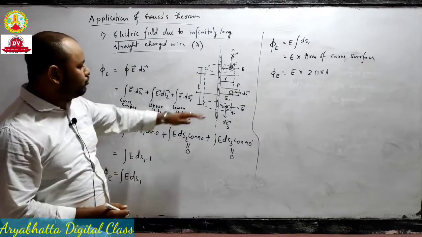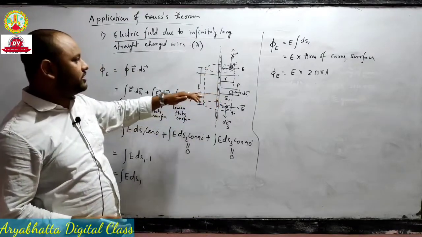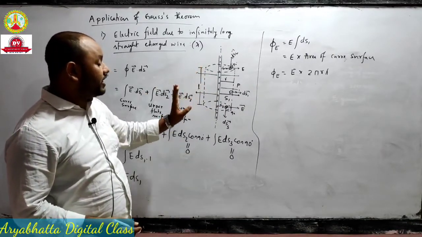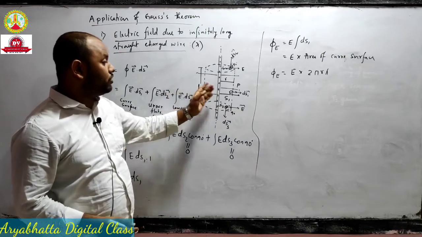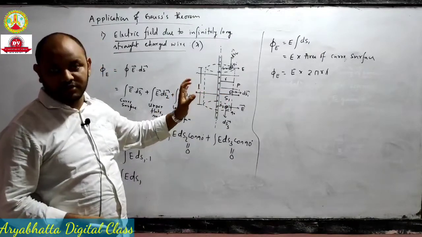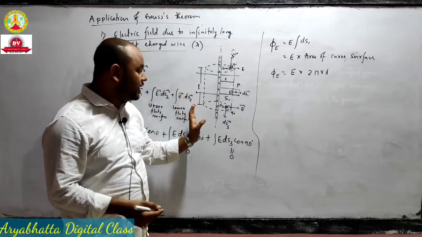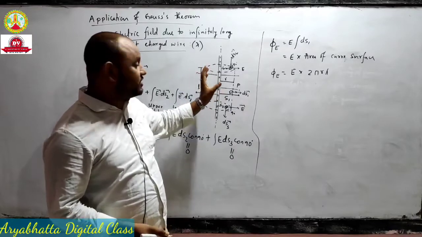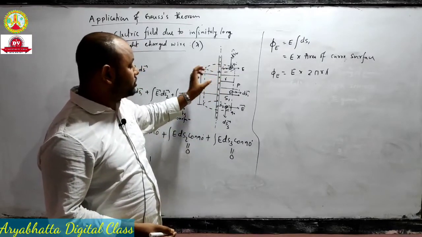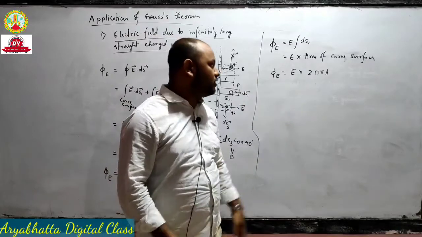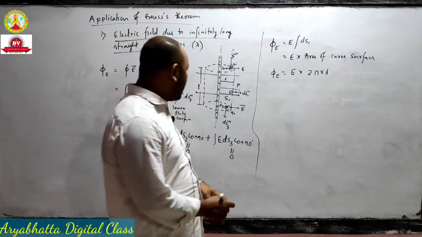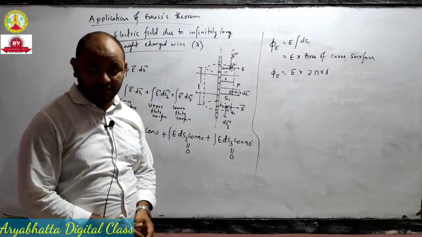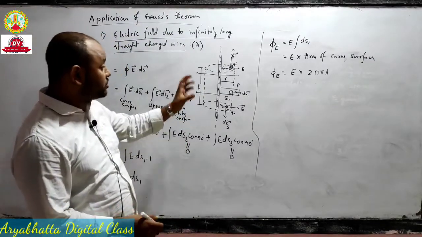These two flat surfaces will contribute zero flux, because no field line will cross through these two flat surfaces. The electric field lines will cross only through this curved surface. That is why the curved surface will contribute some electric flux, and the electric flux for this Gaussian surface, which is a cylinder, is E into twice pi RL. This Gaussian surface will enclose some electric charge. How much electric charge is enclosed by this Gaussian surface?